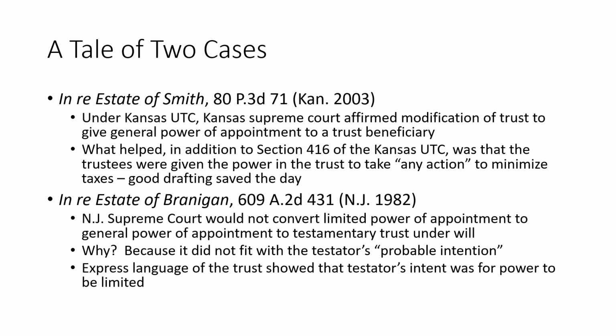First, the Estate of Smith from the Kansas Supreme Court from 2003 allowed a trustee to add a brand new general power of appointment into a trust and give that to a trust beneficiary. Now, in this case, what helped was not only that section of the Uniform Trust Code I cited, section 416, but also express language of the trust under which the trustees were given the power to take any action to minimize taxes for current and future beneficiaries.